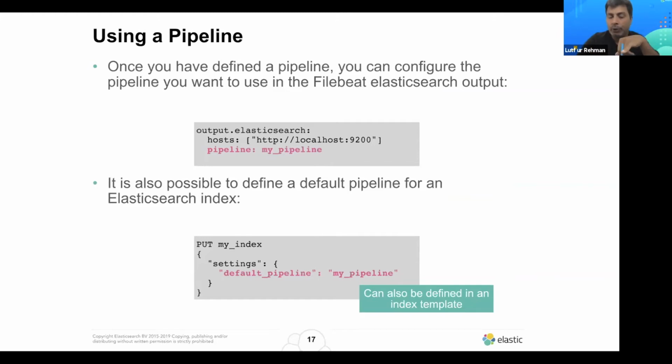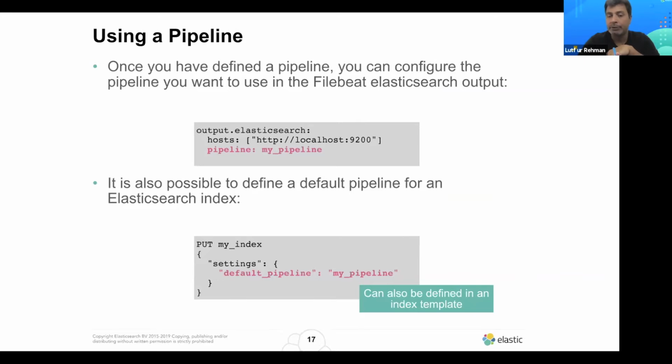So we do know how to define an ingest pipeline. We also have seen how to test that ingest pipeline. And now the question is how and where you can use that pipeline, because you knew that your data needs some kind of structuring. You have defined that pipeline. You have tested that pipeline. Now the point is how and where you can use it.